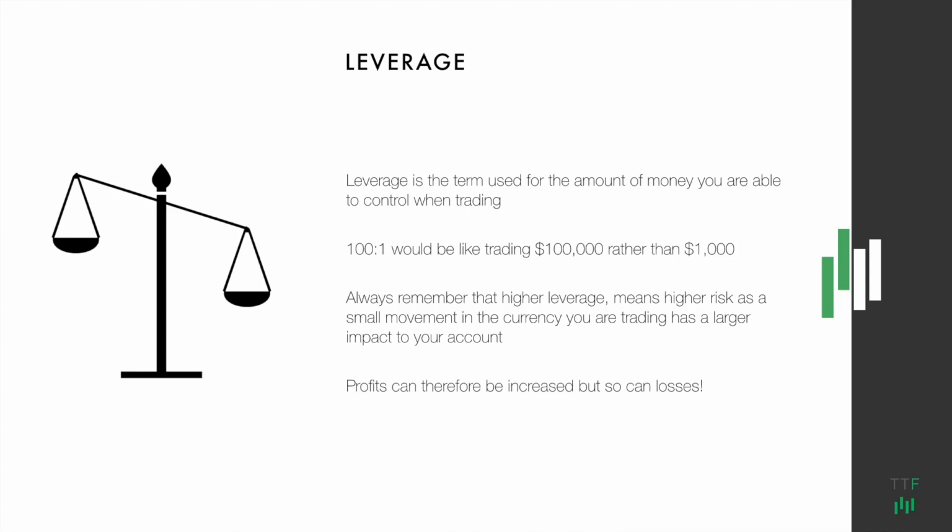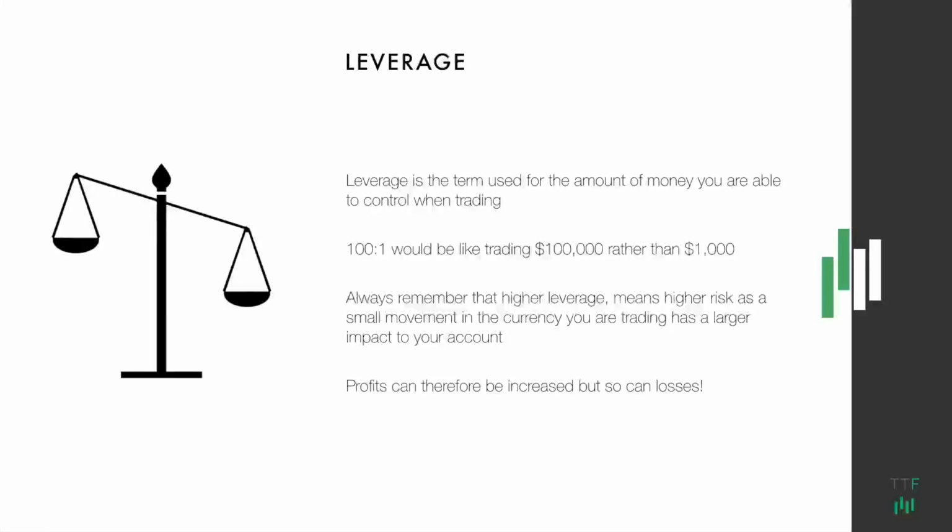So if, for example, we had 100 to 1 leverage, and I deposited $1,000 into my account, technically when I'm trading, I'm trading as if I have $100,000. So what that means is I can control a larger amount of that currency. So if I'm speculating that it will rise, and I get that correct, it means my profits will be maximized because I'm trading as if I have $100,000 as opposed to having $1,000.